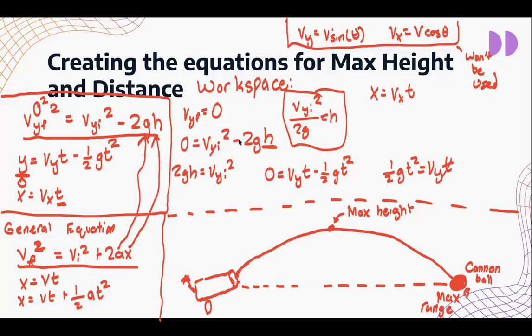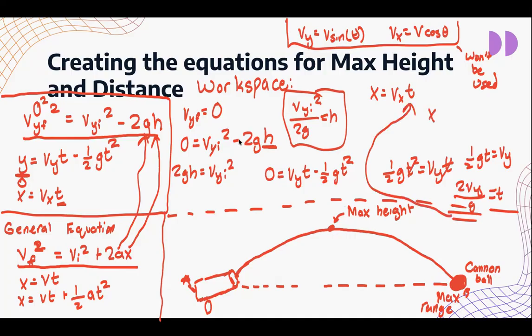So, to solve for t, we just get 1/2 gt squared equals vyt. You can cancel out the t to get what? 1/2 gt equals vy, and then you just get 2vy over g is equal to t, correct? So once we get t, we can just put this back up into here.